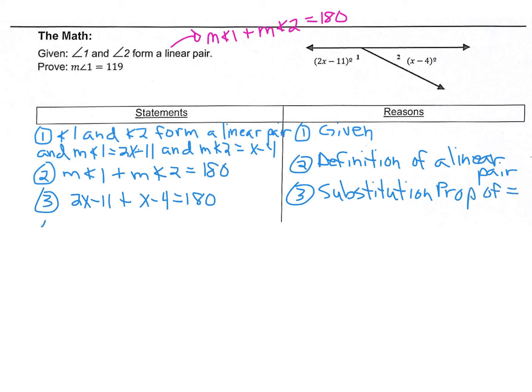Okay, and then our next statement from here, and this is a smidge of a longer proof because of what we have to do at the end, but for the most part it's just math from here on out. So our next step would be to collect like terms, which you can use as a reason. So we're going to collect the 2x and the x, and the negative 11 and the negative 4. So 2x and x is 3x, negative 11 and negative 4 is negative 15 equals 180.